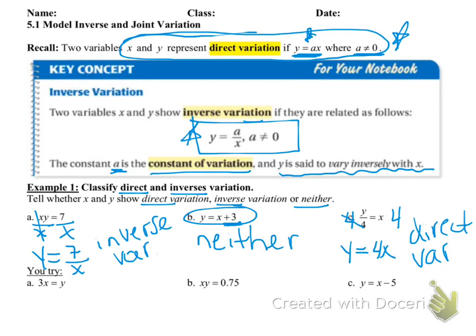Go ahead and pause the video and try A, B, C, and I will put the answers here so that you can check your answers.